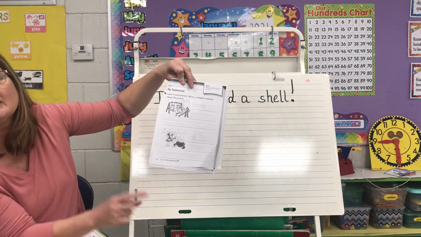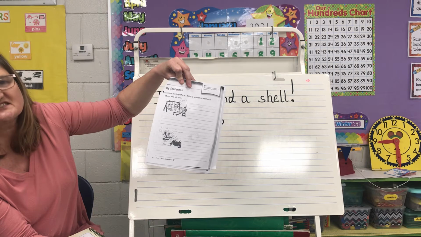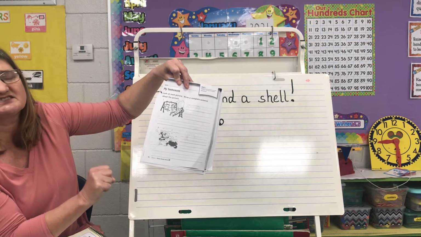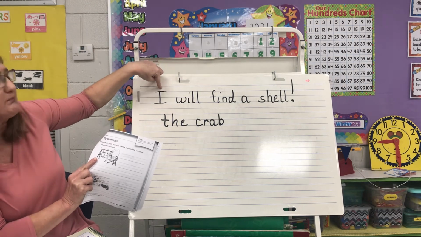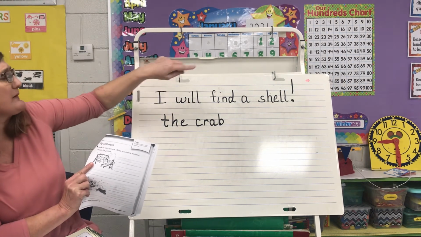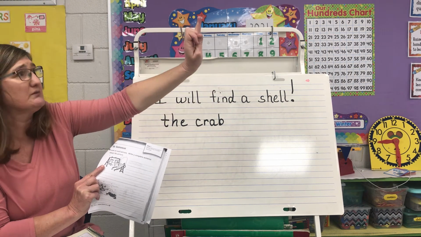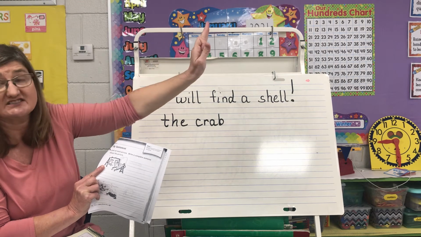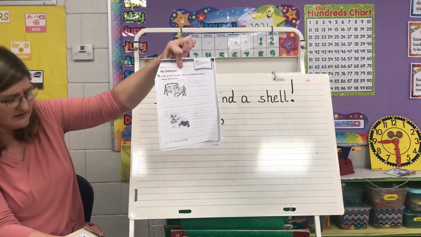Now remember, you're not going to worry about the spelling. You're going to spell it like it sounds. We want your ideas down. We want your sentence to have a naming part and an action part. It needs to begin with a capital letter and have either a period, an exclamation mark, or you could even ask a question mark. So that's what you're going to do here.